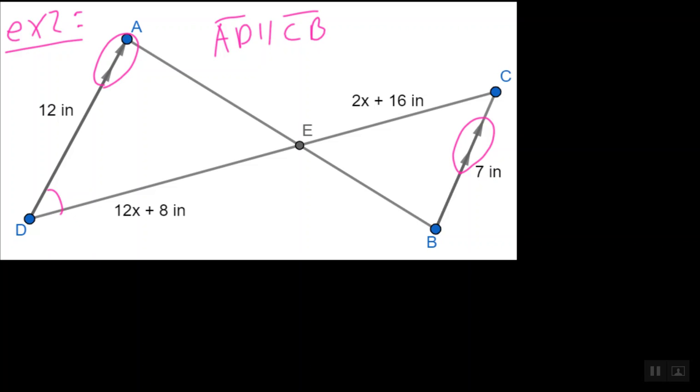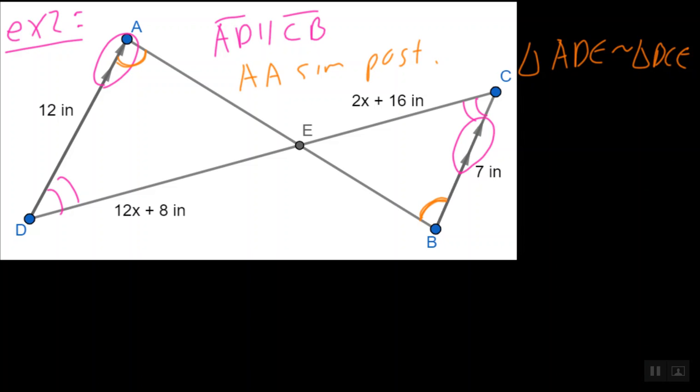Now guys, what's so special about those being parallel? It means that this angle is actually an alternate interior angle to that angle, and this angle is an alternate interior angle to this angle. So if we have two sets of corresponding angles that are congruent, we know by the angle-angle similarity postulate that triangle ADE must be similar to triangle BCE.